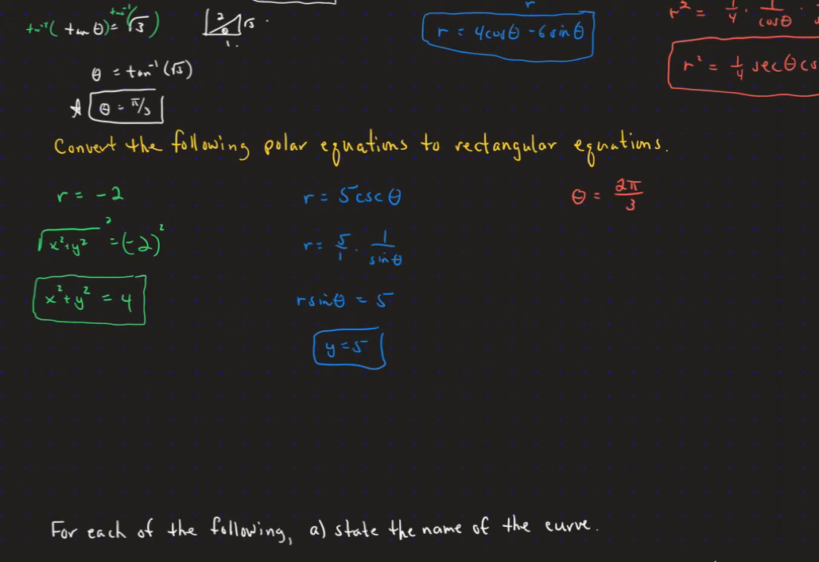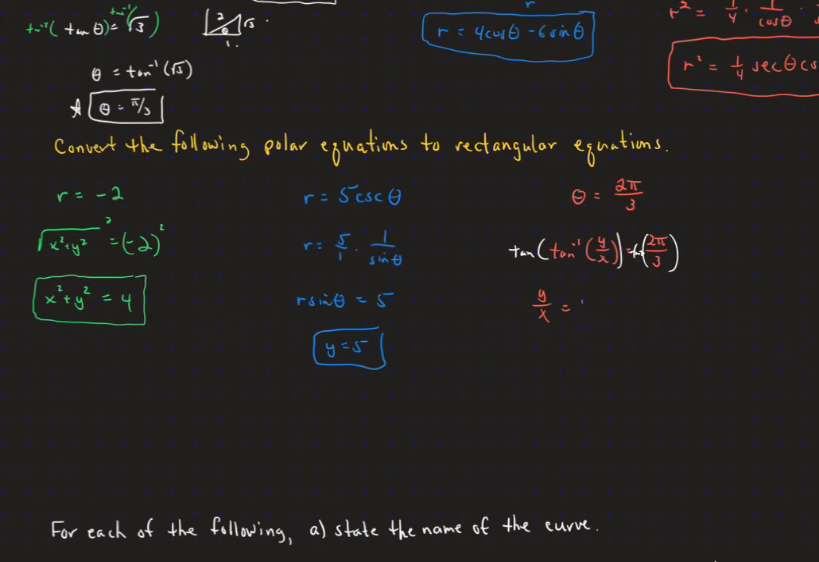Next one's kind of tricky. So we're going to trade the theta in for the inverse tangent of y over x equal to 2 pi over 3. Now, to get rid of that inverse tangent, we're going to take the tangent of both sides. So that will cancel the tangent and the inverse tangent, getting us to y over x.